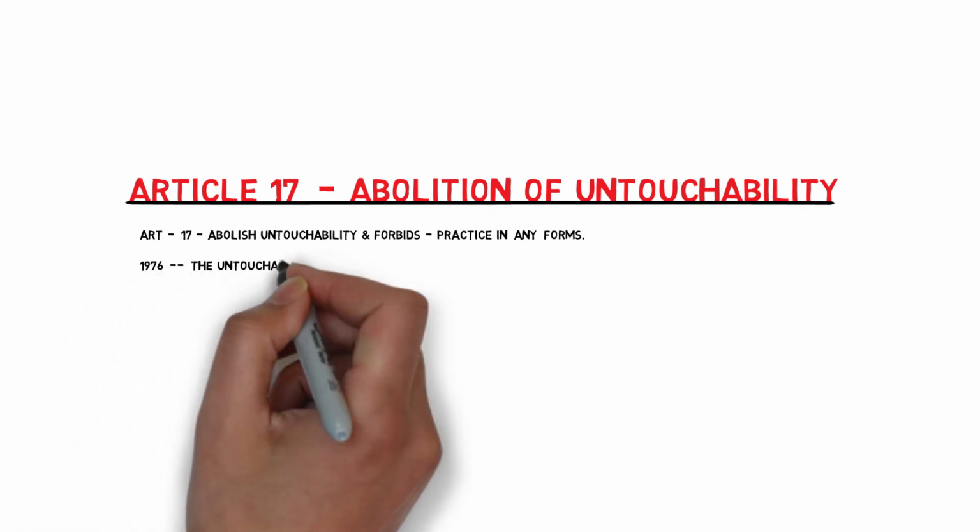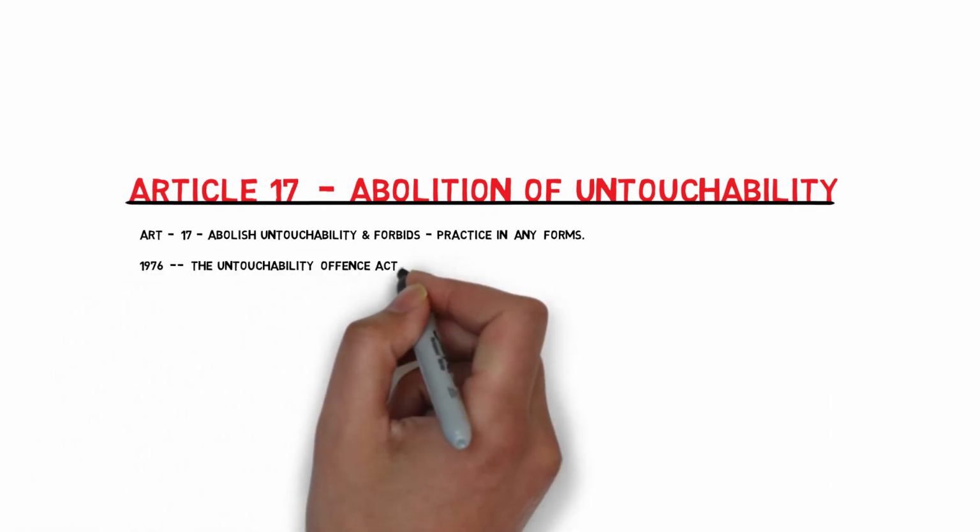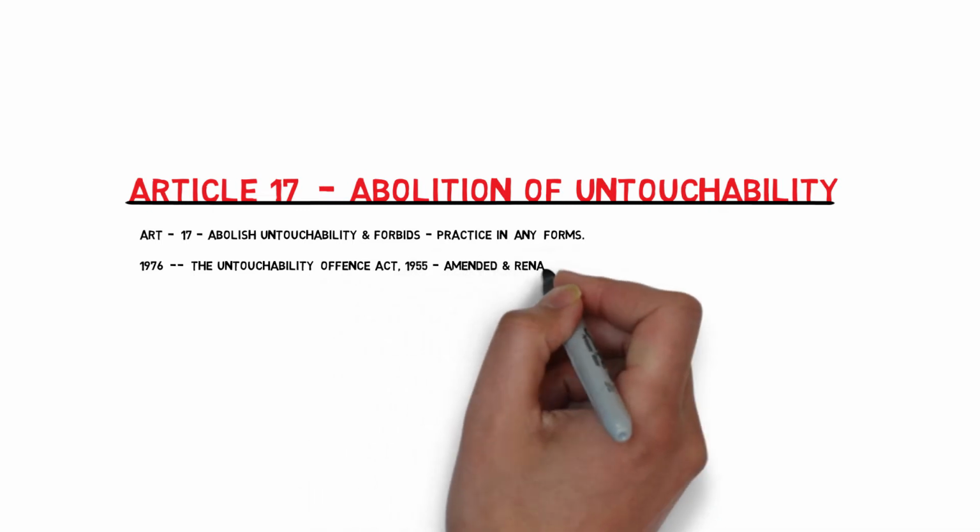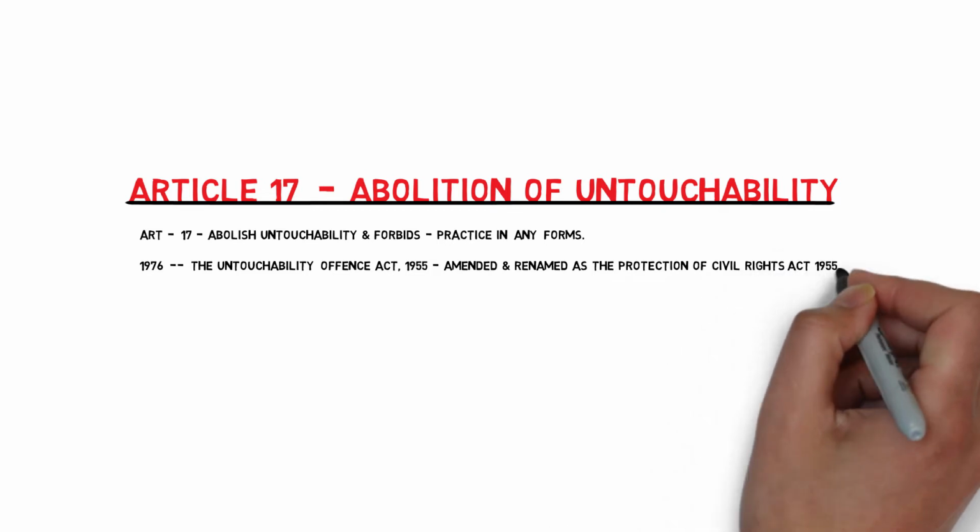Well, moving on. In 1976, the Untouchability Offence Act 1955 was amended and renamed as the Protection of Civil Rights Act 1955. So basically what I mean to say here is that in 1976 the Untouchability Offence Act 1955 was amended. Some new ideas and new concepts were added to it, and eventually this act of 1955 was renamed.